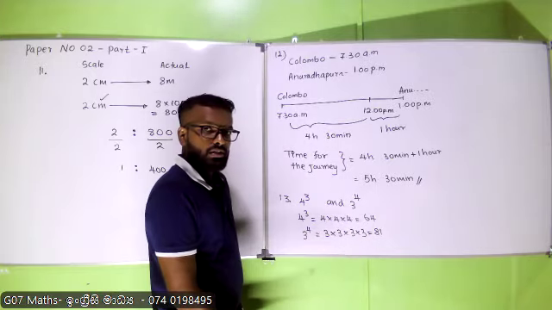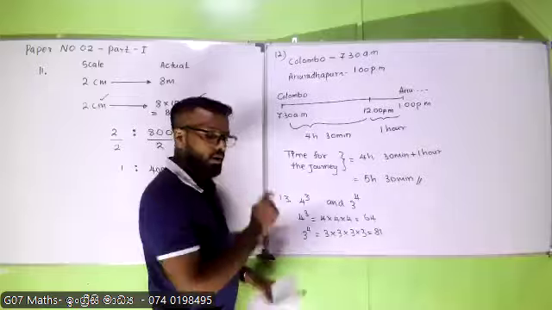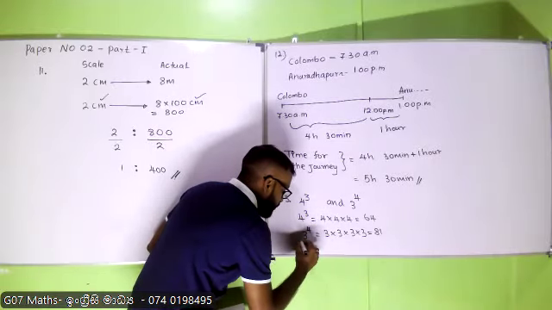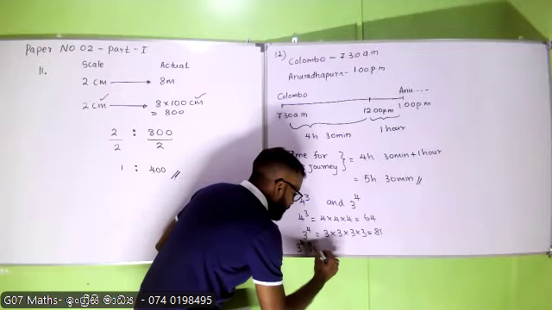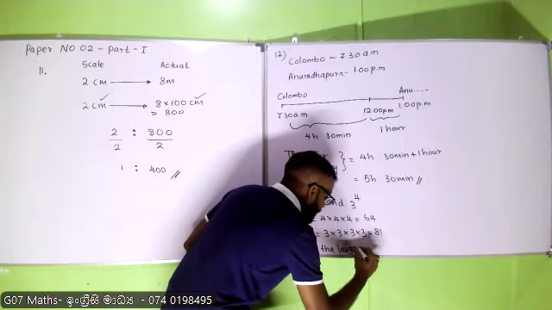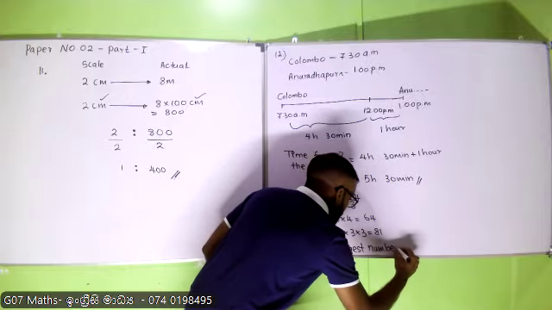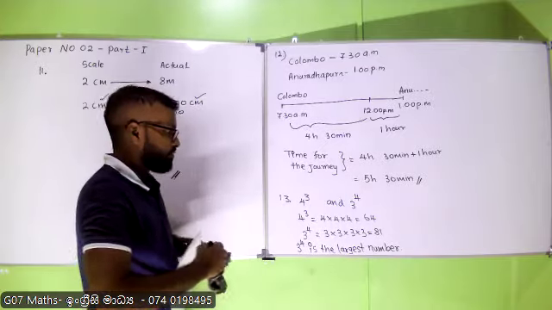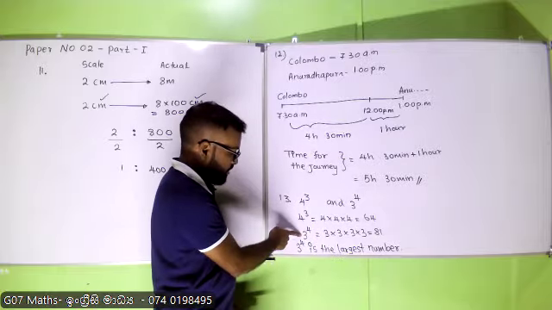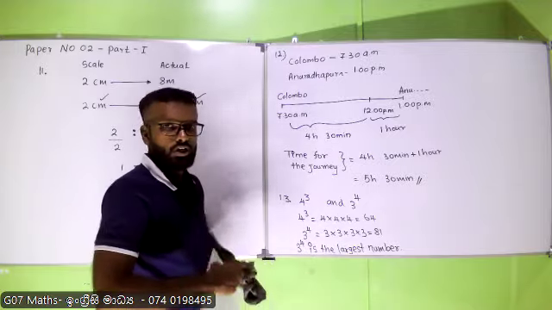81 is the bigger. 81 means 3 to the power 4. 3 to the power 4 is the largest number. So you can say 3 to the power 4 is the largest number. 64 is the smallest, 81 is the biggest, and 81 represents 3 to the power 4. So this should be your answer.